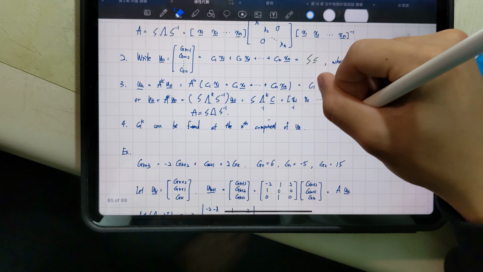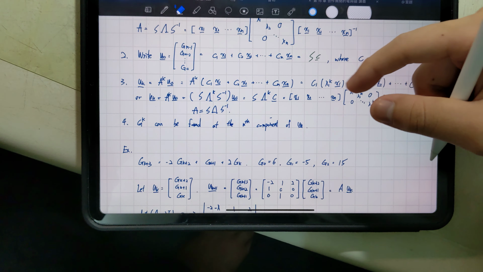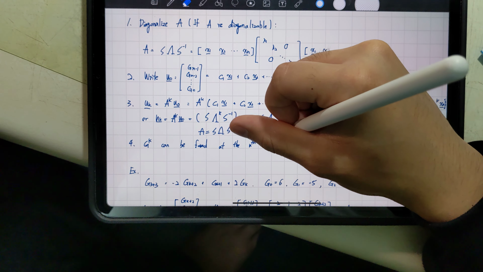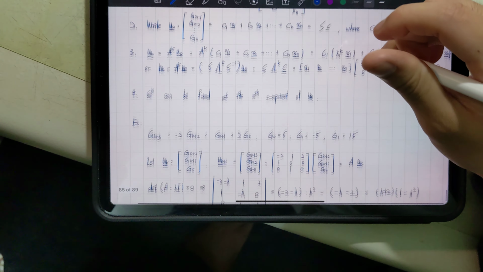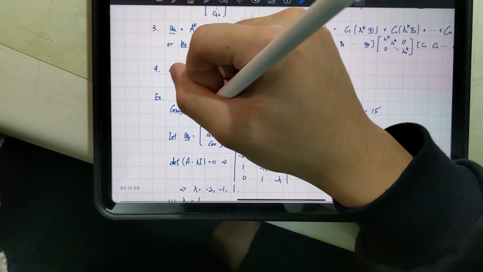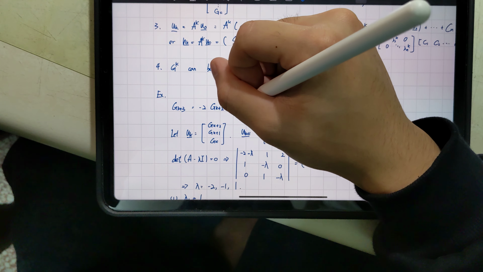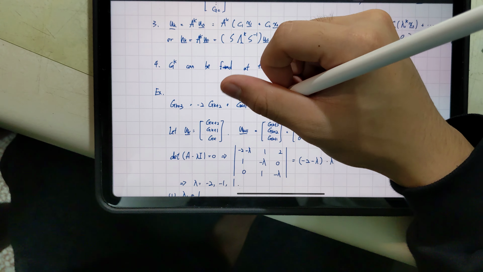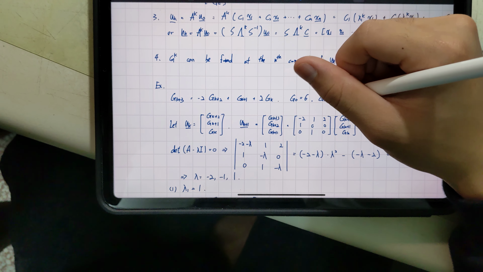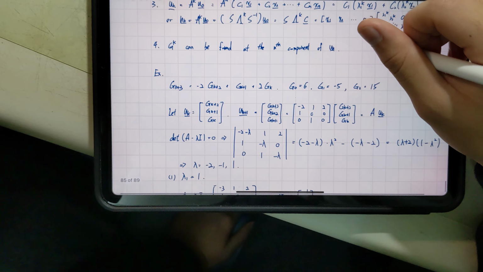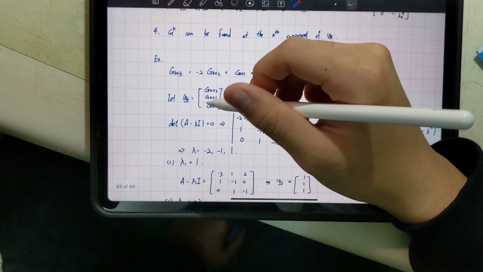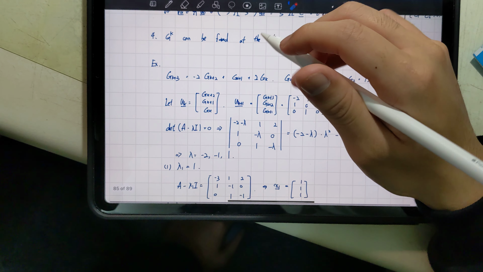Okay, and this is shown here. Let's have a short example. Suppose we have the equation g_{k+3} = -2 g_{k+2} + g_{k+1} + 2 g_k, with g0 = 6, g1 = -5, and g2 = 15. Let u_k equal g_{k+2}, g_{k+1}, g_k. This is the vector u_k.